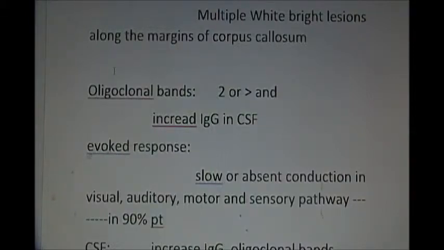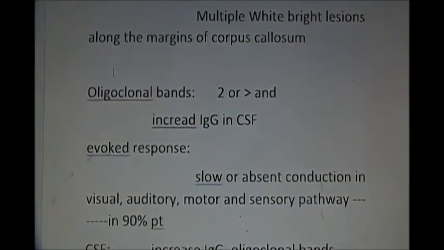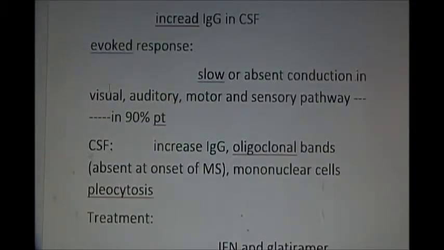The next test is evoked response. The evoked response, as I earlier mentioned, may show slow or absent conduction, and it's in visual, auditory, motor, sensory pathway in 90% of patients. CSF findings in multiple sclerosis: increased immunoglobulin G.